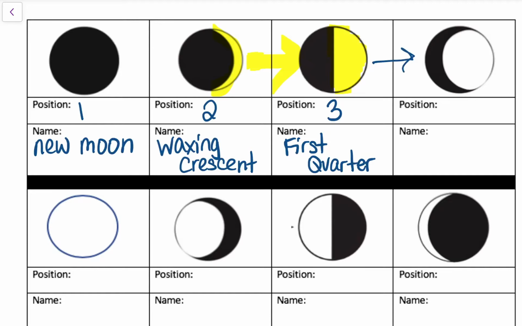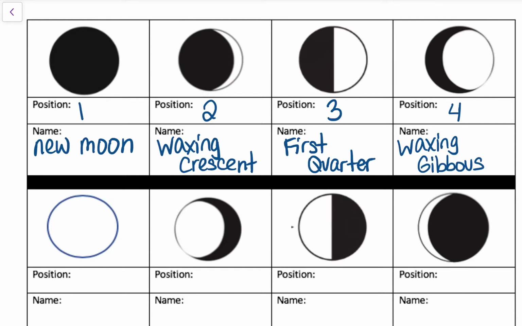We can then go to the fourth position of the moon, which is what we call a waxing gibbous. In a waxing gibbous, more of the moon is lit up. Look at the first quarter in the last picture, position 3. Only half of the moon is lit up. In a waxing gibbous, almost all of the moon, maybe 3/4 of the moon, is lit up. Not the entire moon, but almost the entire moon is lit up in position 4.